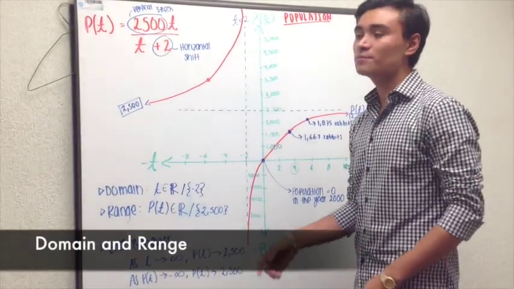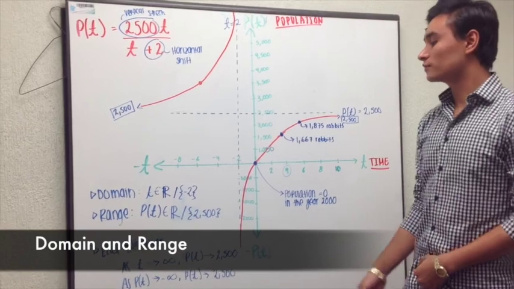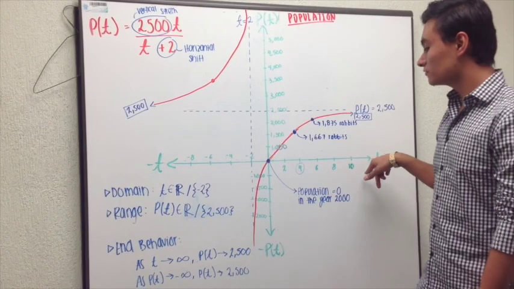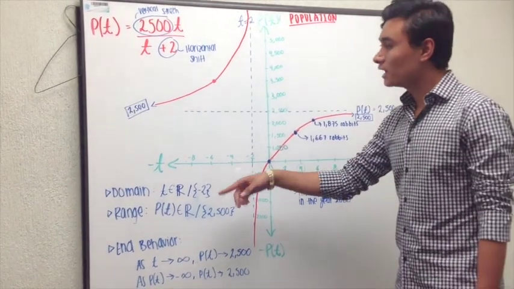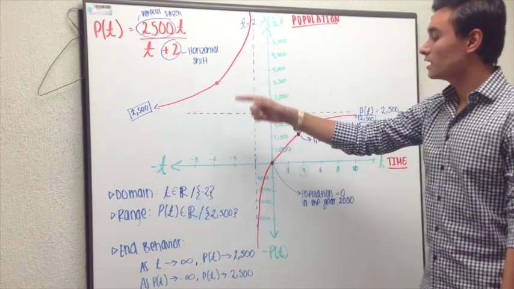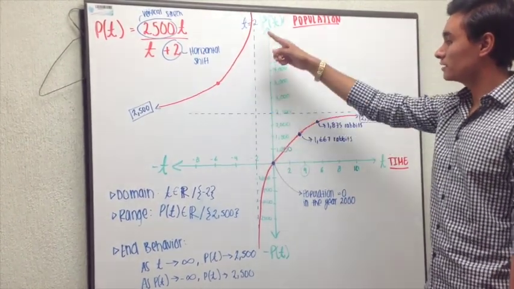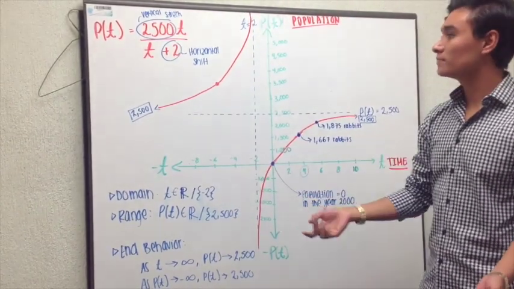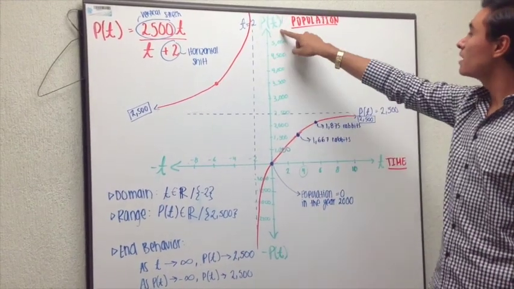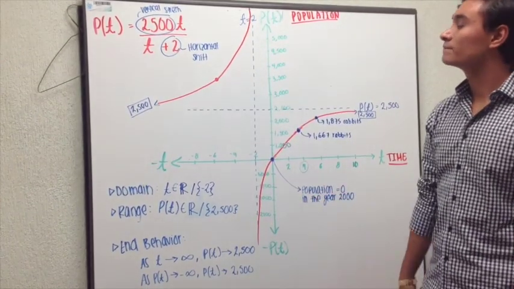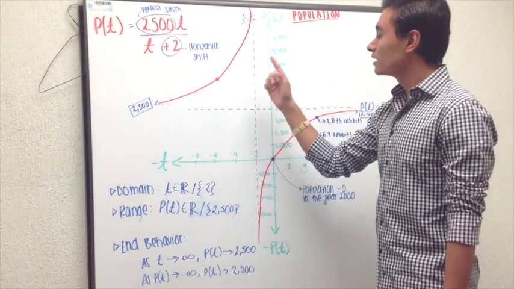The domain is all the possible values that can be used for x, but here in the graph we are using t. So all the possible values for t is all the real numbers except minus 2, because it's a restriction for the t plus 2. And it means also that minus 2 will be the vertical asymptote. And the range is all the possible values for y, but here in the graph we are using p(t). And also it belongs to all the real numbers except 2,500, that is the horizontal asymptote.